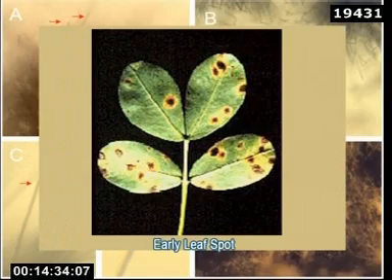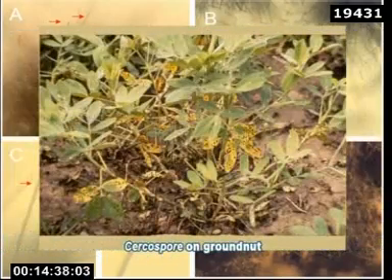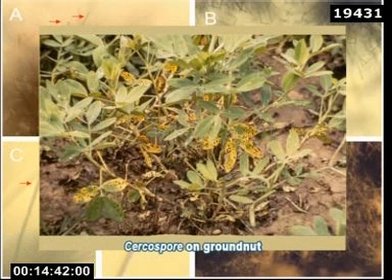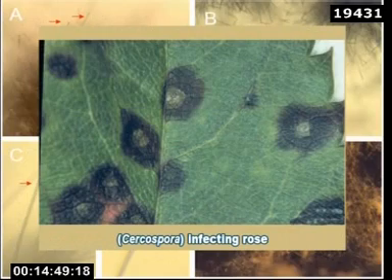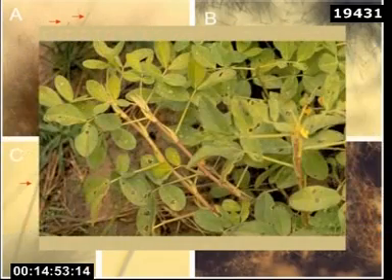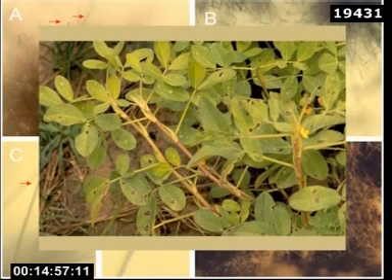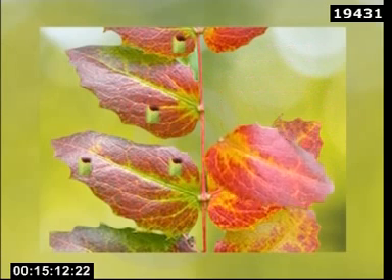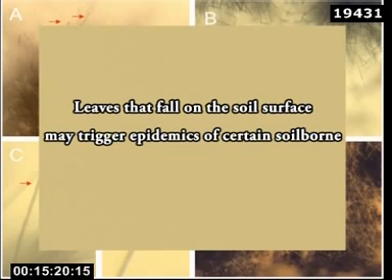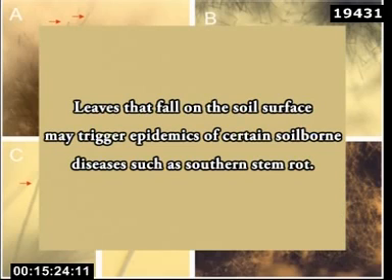Now, symptoms of this disease. Early leaf spot is caused by Cercospora arachidicola. Leaf spots first appear on the upper surface of lower leaves as faint brown to black pinpoint dots. As the dots enlarge to become brown to dark brown circular spots, a yellow halo generally develops as a border around each spot. This disease is frequently seen early in the growing season. Spots with an irregular shape can also develop on leaf petioles and plant stem. It can lead to defoliation and reduce yield if not controlled by fungicide sprays. Leaves that fall on the soil surface may trigger epidemics of certain soil-borne diseases such as southern stem rot.